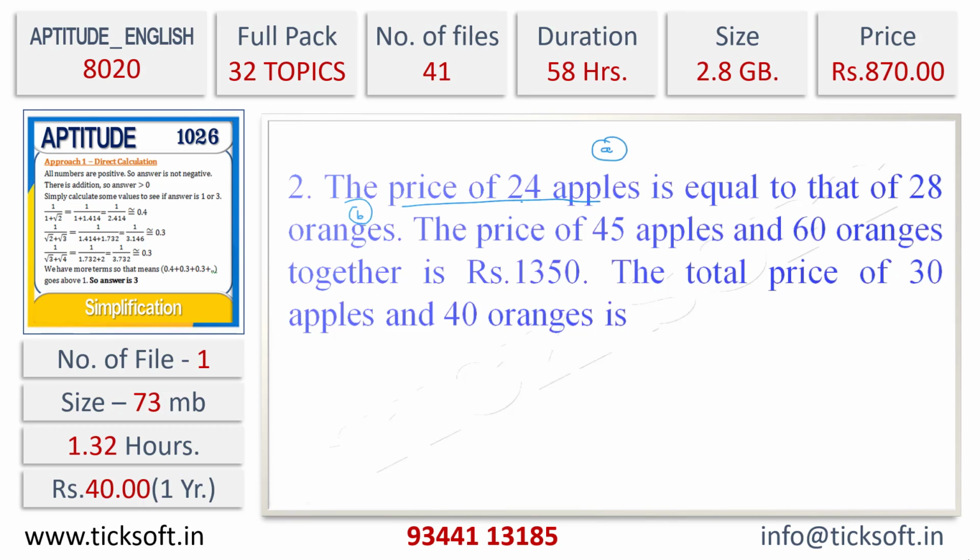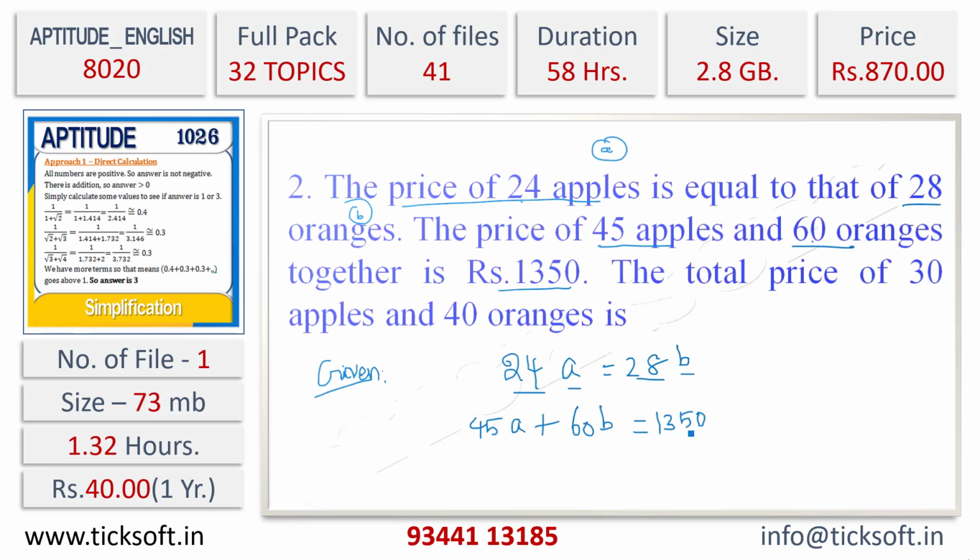So here it is given that price of 24 apples is equal to the price of 28 oranges. So therefore, what is the first equation? The first equation will be 24a equal to 28 into b. That is, price of 24 apples is equal to the cost of 28 oranges. And now it is given that price of 45 apples and 60 oranges together is rupees 1350. So price of 45 apples is 45 into a plus the price of 60 oranges is 60 into b, and this will be equal to 1350.